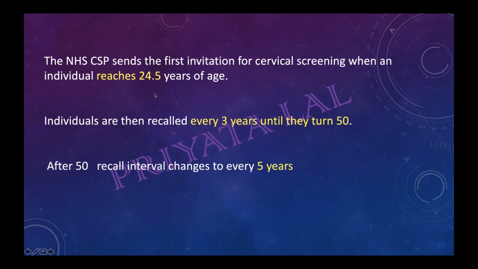Now in this part, a few changes are there. The first invitation will come by 24.5 years of age, before the 25th birthday, when they usually get a letter for screening. This is normal and it was the same in the previous guideline also. Till 50 they will be called every 3 years, and after 50 they will be called every 5 years. All this part is the same. What is the change? Previously they used to call till 65. Now they call till 60.